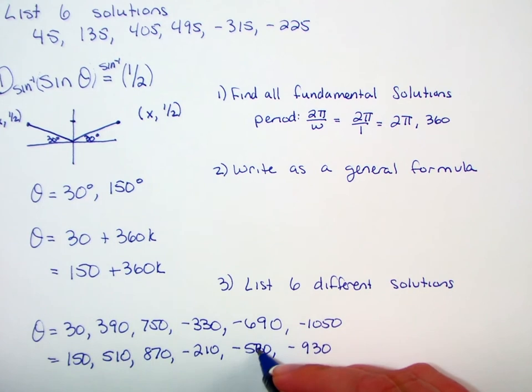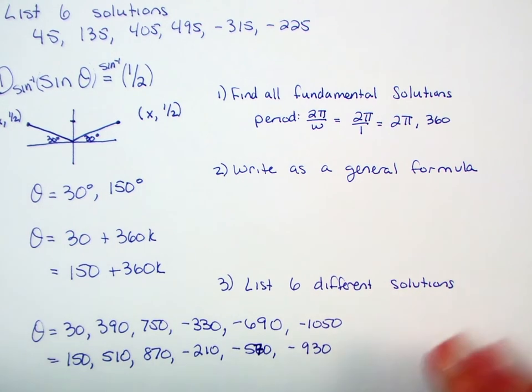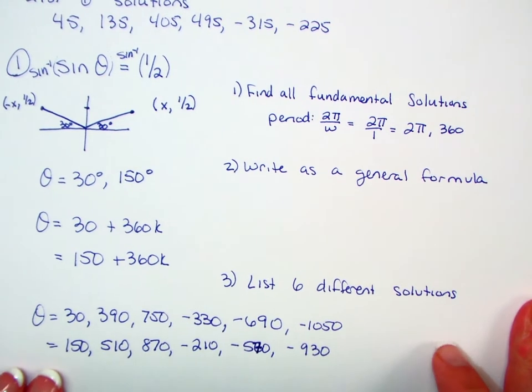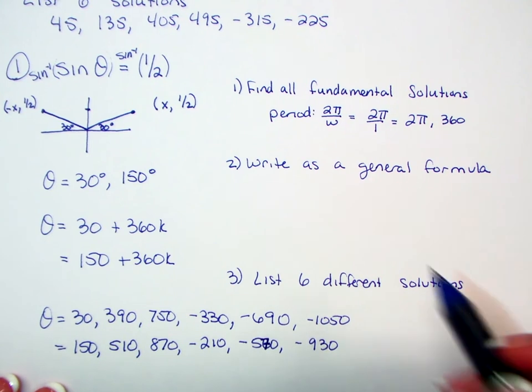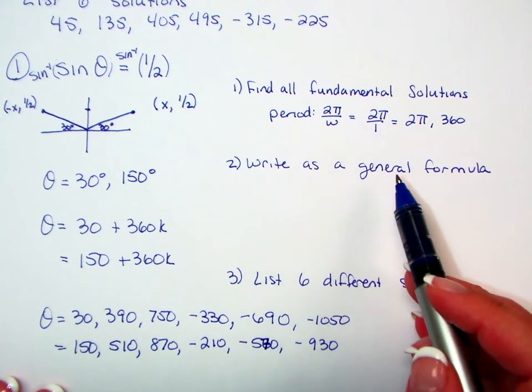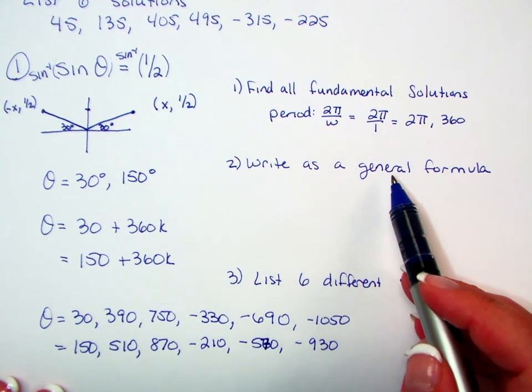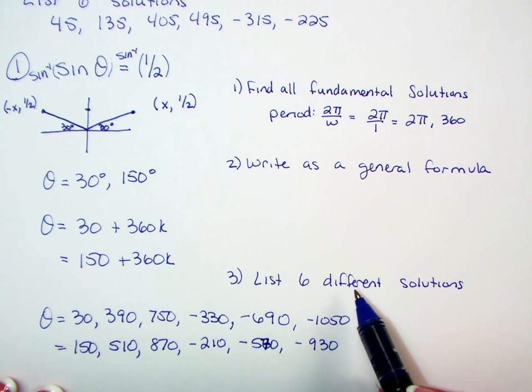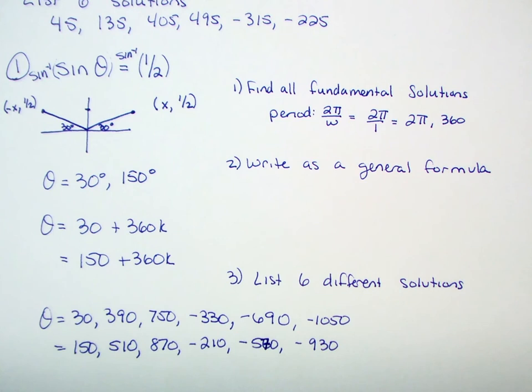Okay, this is a 7. Sorry about that. Right? So for each different equation, we want to find the fundamental solutions and write a general formula, at the very least. Okay, if we need to list 6 different solutions, we can do that if we wanted to.